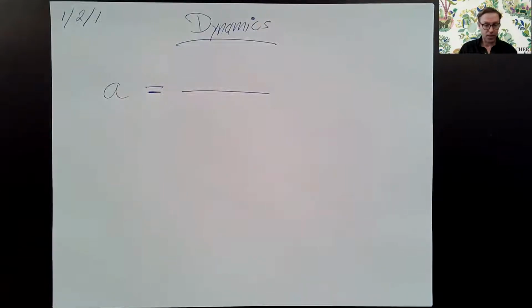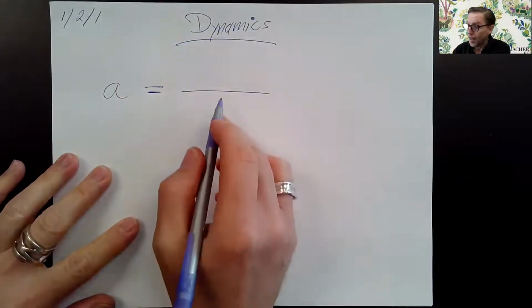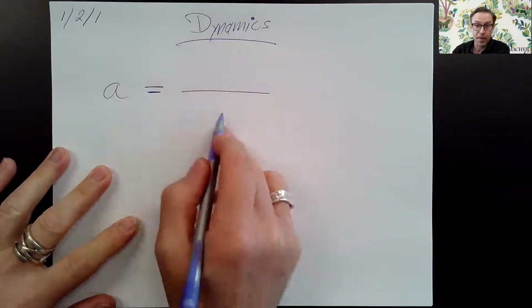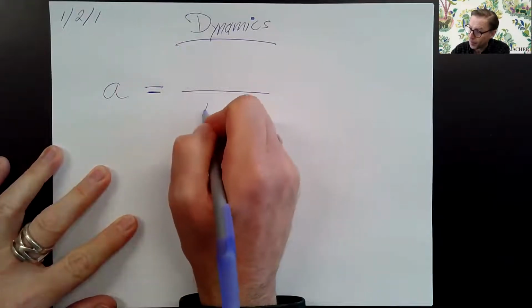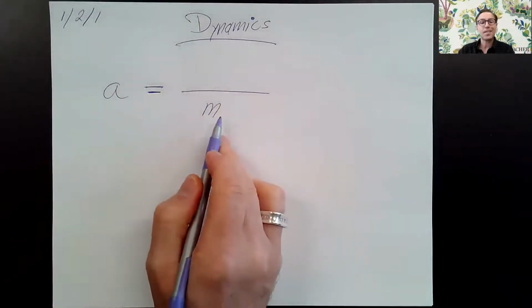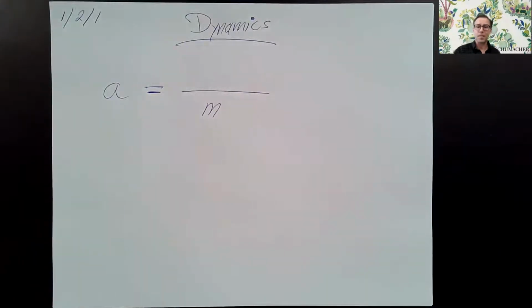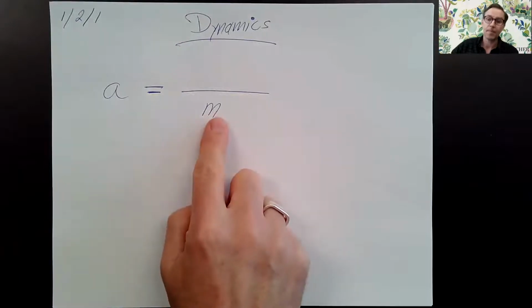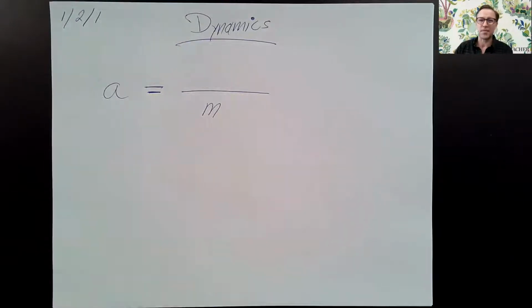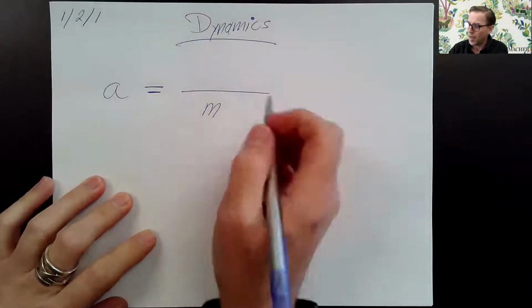All right, and now that you're done thinking about that, I'm going to tell you that what goes in the denominator, just because my pen went here first, is mass. The mass of an object is inversely proportional to acceleration. I'm going to tell you that, and then I'm actually going to talk about it in a second. So let's talk about the numerator first.